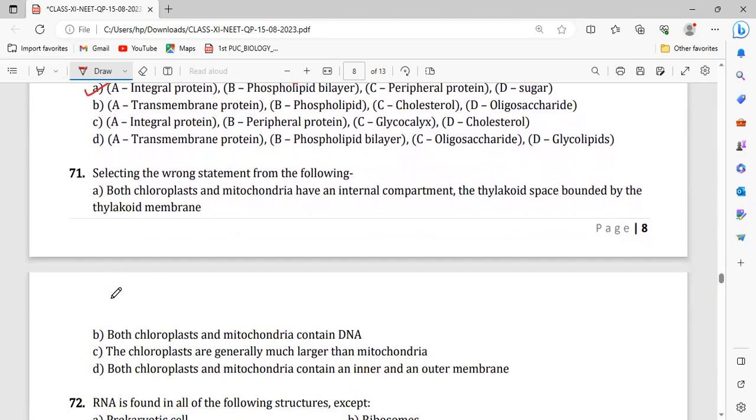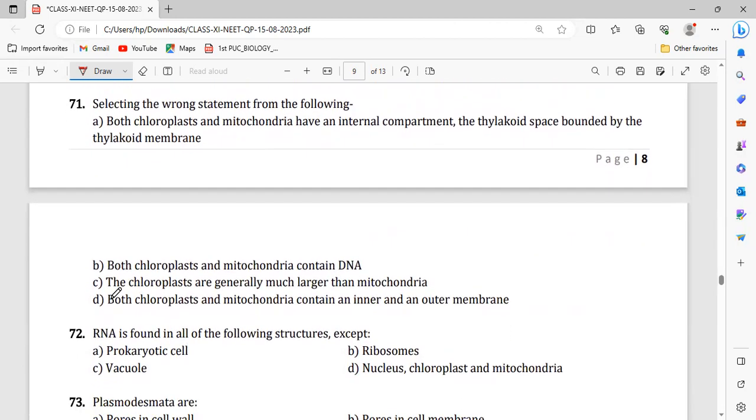71. Select the wrong statement from the following. Both chloroplast and mitochondria have internal compartments, correct? Thylakoid space bound by the thylakoid membrane. So this is present only in a chloroplast. So the second statement is applicable only for the chloroplast but not mitochondria.